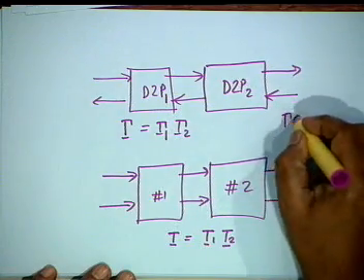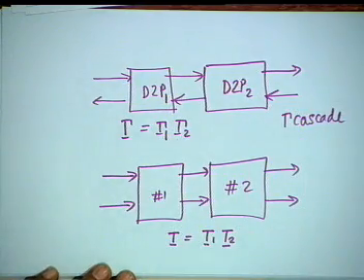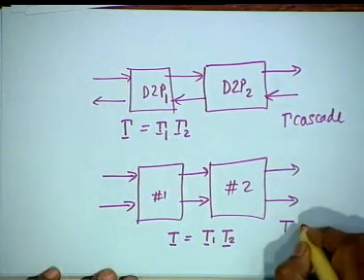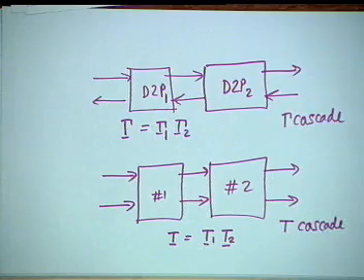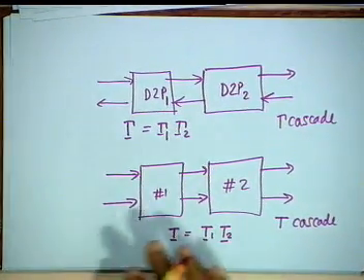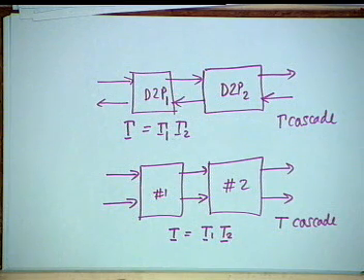This is called gamma cascade. Unlike analog 2 ports, cascading can be in 2 manners, gamma cascade and this is called T cascade. There is no concept of T cascade in analog 2 ports. Okay. We shall see later how these concepts are useful, the cascading of 2 networks. One you have already seen, cascading of 2 doubly complementary filters gives rise to a magnitude complementary filter. Okay.